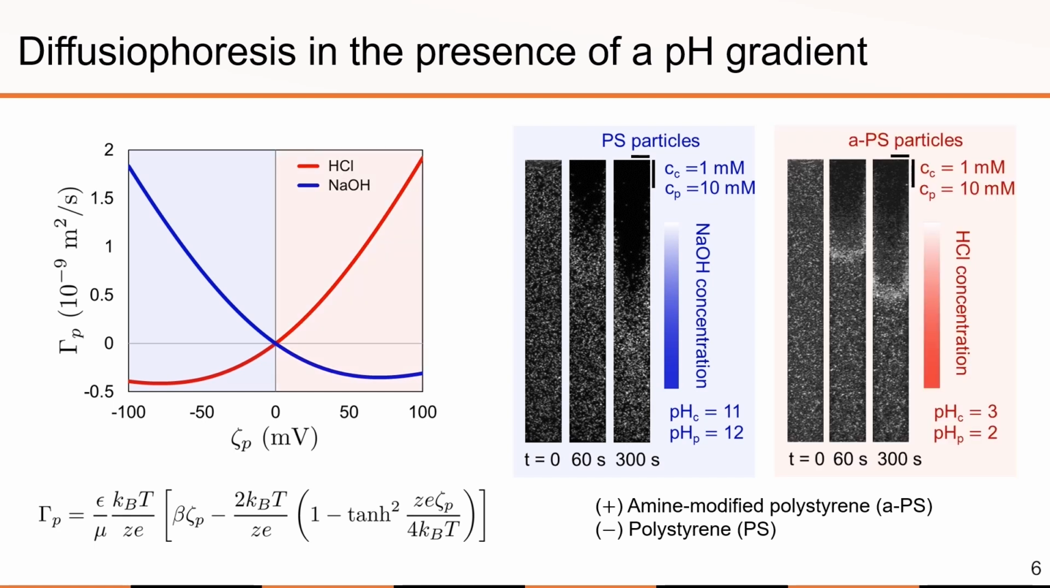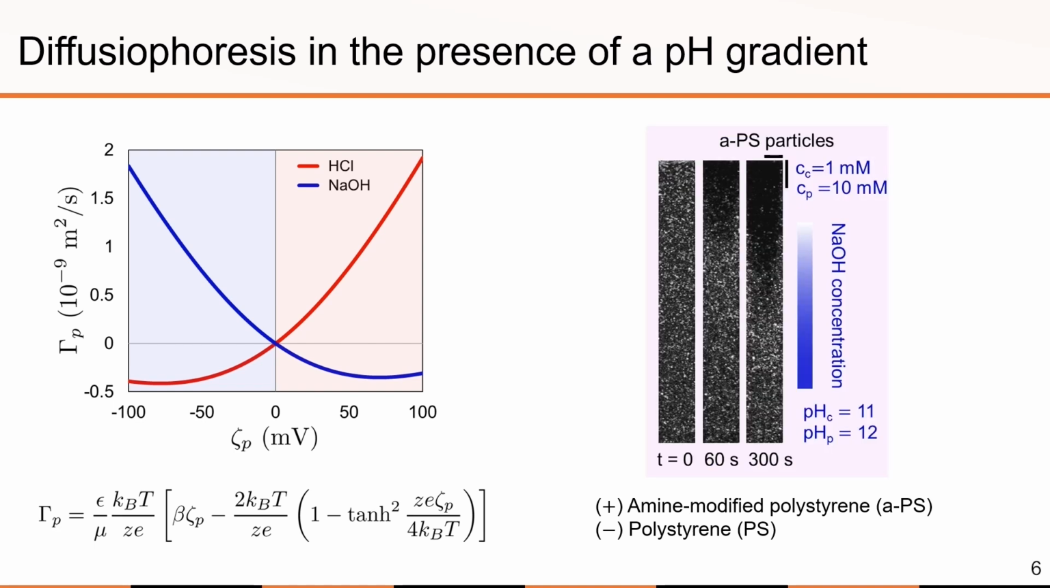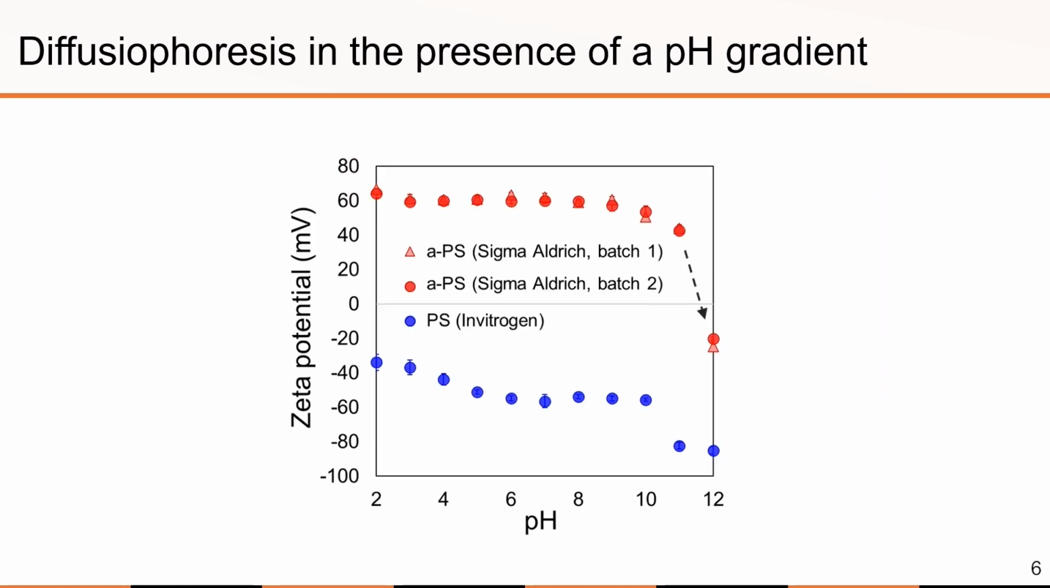We also confirmed that the positively charged amine-modified polystyrene particles move up the gradient of HCl. So far, the sign of the mobility seems to be consistent with the experimental observation. However, if we put the amine-modified polystyrene particles under a positive NaOH gradient, the particles behave similarly to the negatively charged polystyrene particles. We asked if this may be due to the pH-dependent zeta potential of the APS particles, and the zeta potentiometry partially confirmed the question.